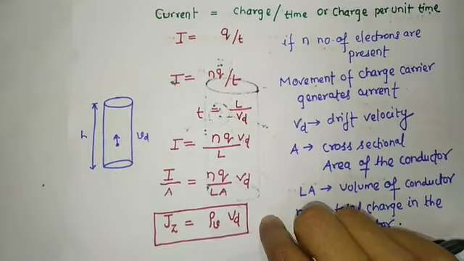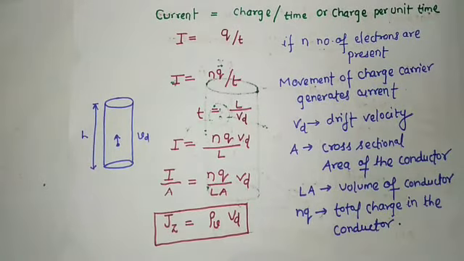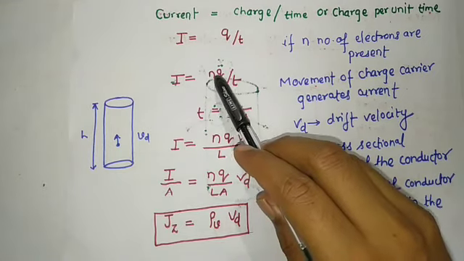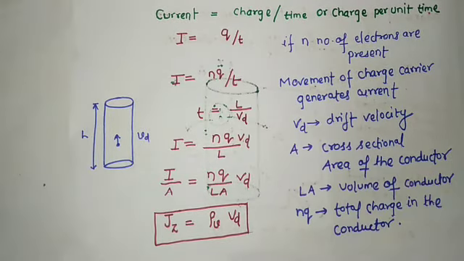Current is nothing but charge per unit time. In the conductor there is an enormous number of electrons, so current is generated by a large number of electrons rather than a single electron. So I should multiply by n. N into q is nothing but the total charge.